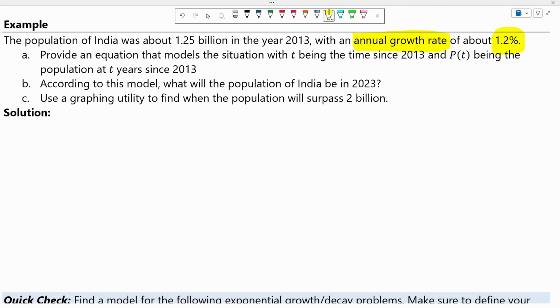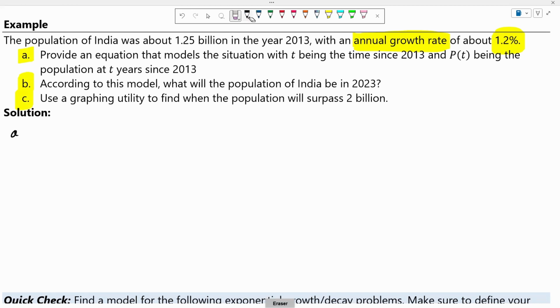Okay, so we've got 3 things to do: provide an equation that models our situation. According to our model, what will the population of India be in 2023? And last, use the graphing utility to find when the population will surpass 2 billion. All right, so let's do A.